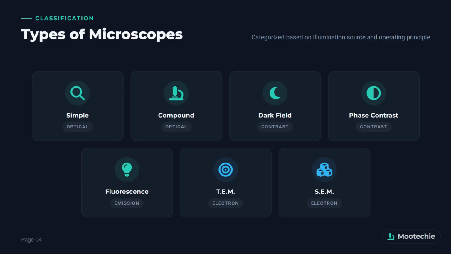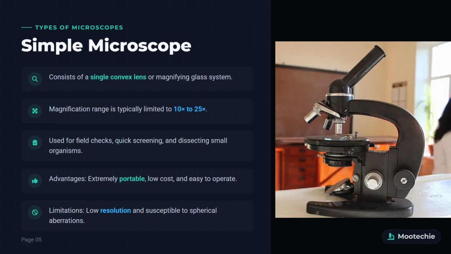Let's start with the simplest type. In this slide, we look at the simple microscope. It consists of a single convex lens or a magnifying glass system. It's the most basic tool for magnification. Its magnification range is typically limited to 10x to 25x, so it's great for looking at insects or small parts, but not for bacteria.